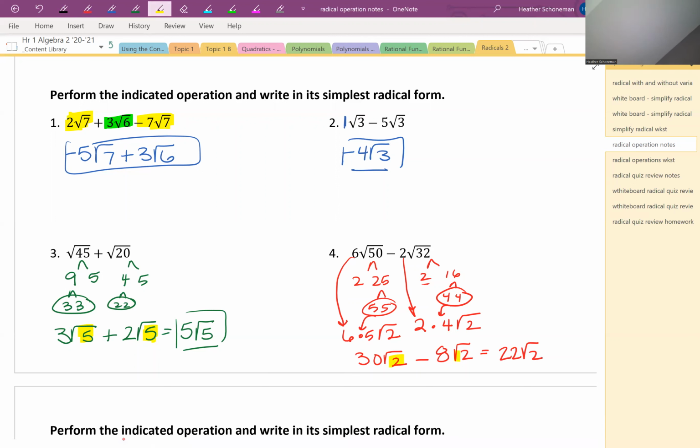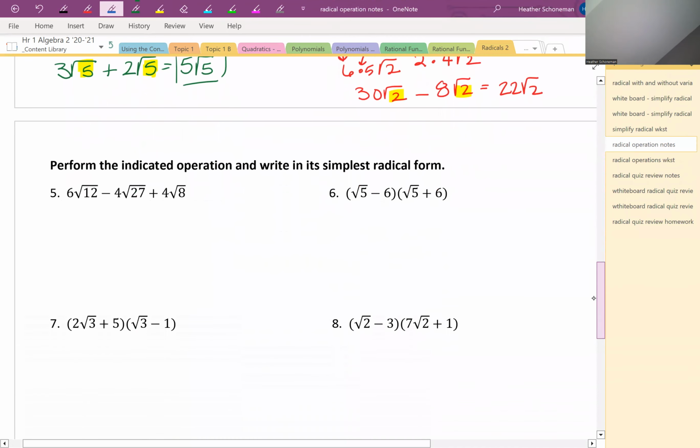Since they both have radical 2's, we can subtract them. And remember, we don't change the radical. We just add and subtract the numbers in front.